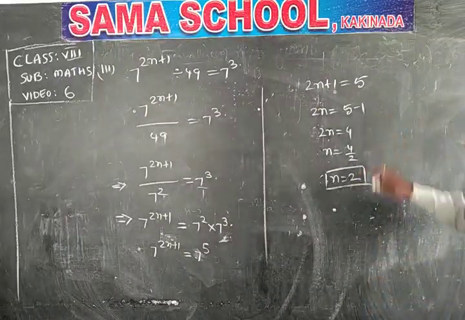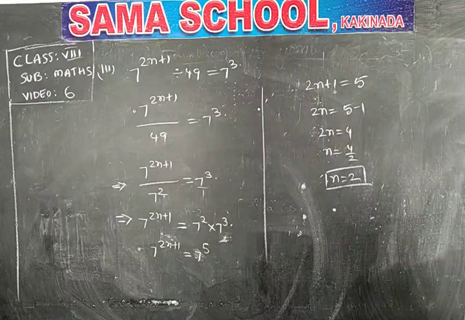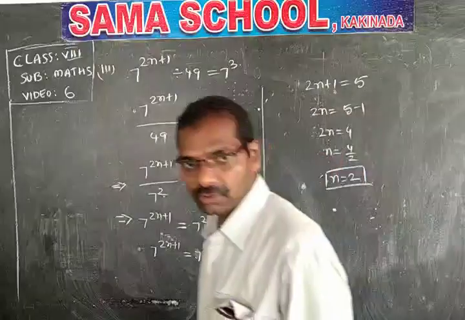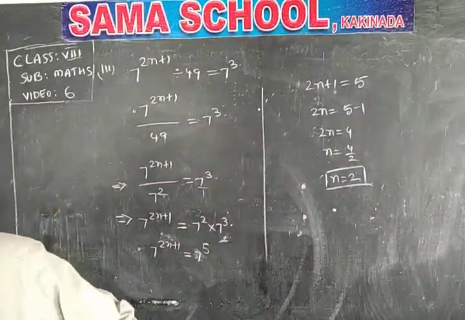Here plus 1 becomes minus 1. Again 5 minus 1 is equal to 4. So 2n is equal to 4. Therefore n is equal to 4 by 2, that means 2. Final answer: n is equal to 2.